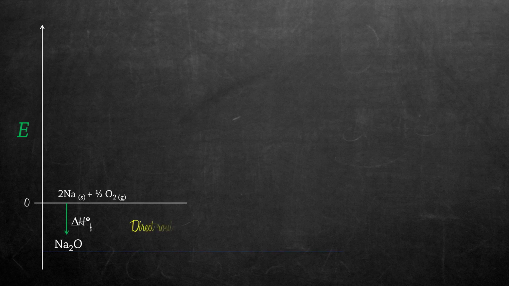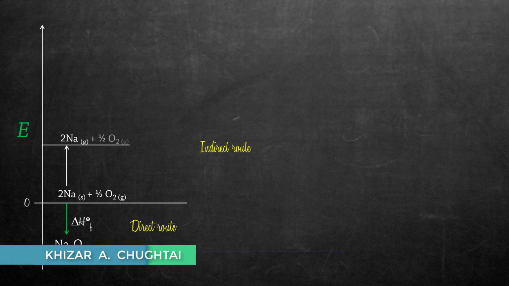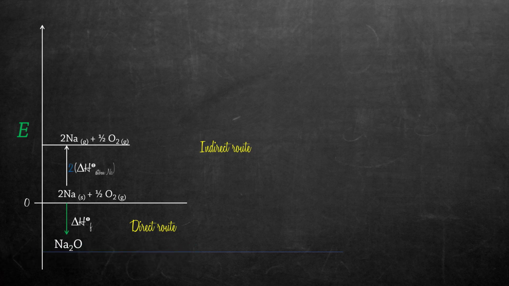Now come towards indirect route. 2 mole of sodium solid will convert into 2 mole of sodium gas. That is known as 2 mole of enthalpy of atomization of the sodium. Then 2 mole of sodium gas will convert into the 2 mole of sodium gaseous ion, 1 positive. So this is 2 mole of enthalpy of first ionization energy of the sodium. That's all for the sodium ion.